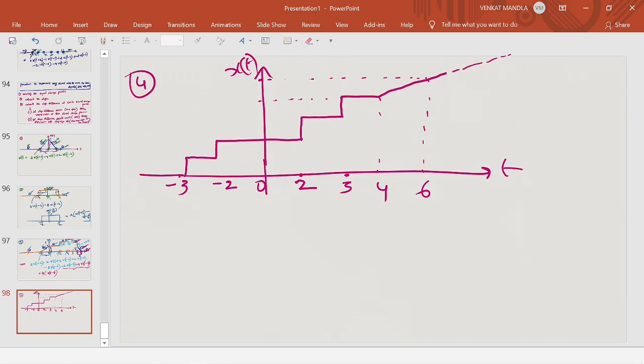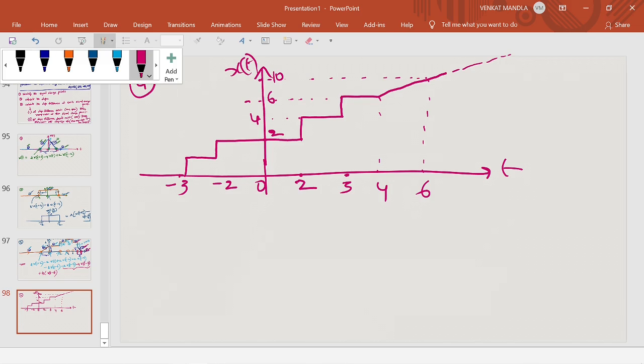Okay, this is, let us say, these points 2, 4, 6 and 10. Okay, this is the signal given. You have to write it as a sum of basic signals. Same procedure.